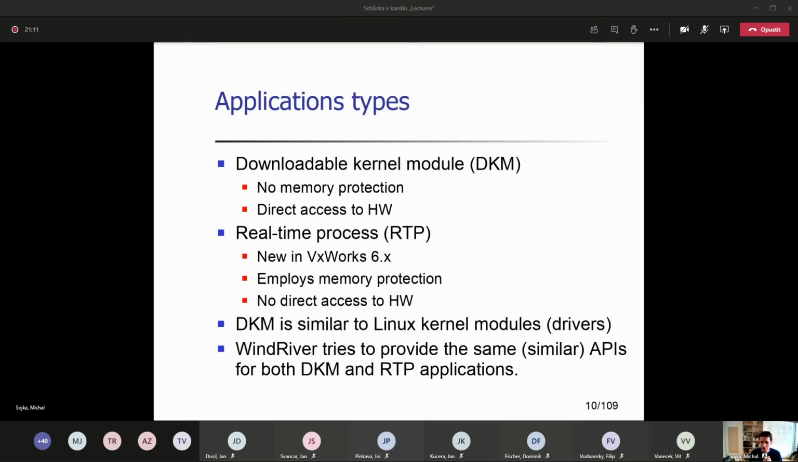Another thing which I would like to mention: both real-time processes and downloadable kernel modules offer real-time properties. So the name is not that clear. Sometimes I hear from students that only real-time processes are suitable for real-time applications. That's not the case. The proper name would be real-time downloadable kernel module, because the whole VxWorks is made for real-time. So even kernel modules are made for real-time applications and for real-time code.